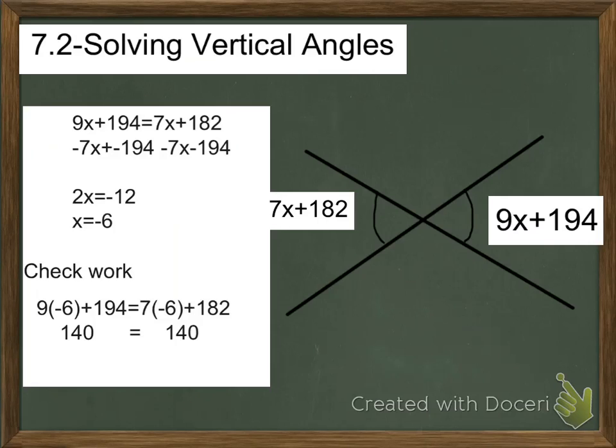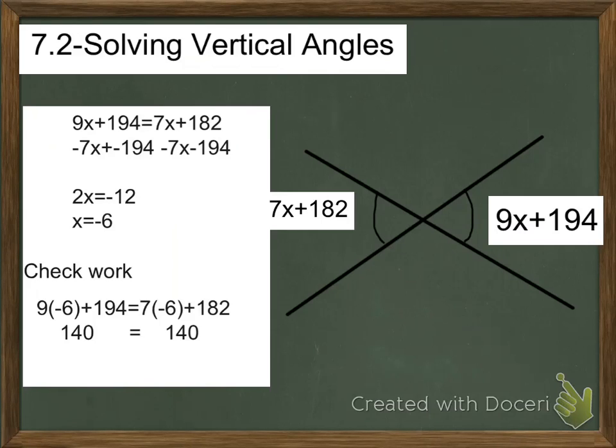Okay, this is solving vertical angles. Vertical angles are formed when two lines intersect. They form two pairs of opposite angles, which are called vertical. In the figure below, you need to find x. So the expressions are 7x plus 182 and 9x plus 194.